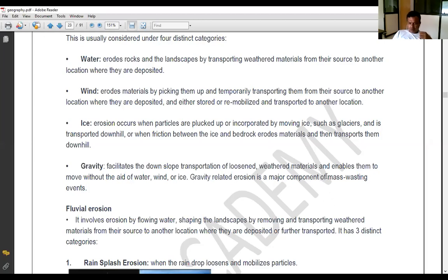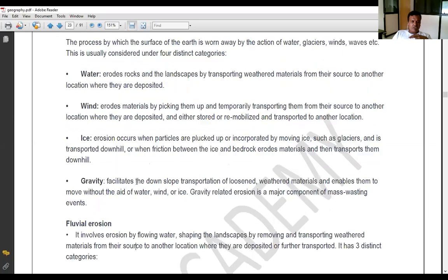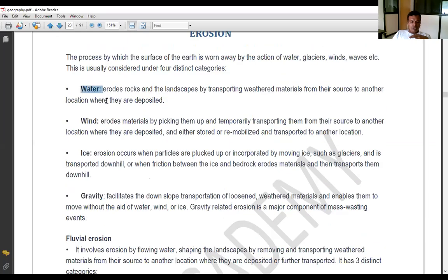So there is one term in geography that is called mass wasting. Mass wasting means what? The pulling down of the rock material at the bottom due to the Earth's gravitational force is called mass wasting. Right? Third type of erosion is called fluvial erosion that we have already discussed. Fluvial erosion means what? Erosion due to water.